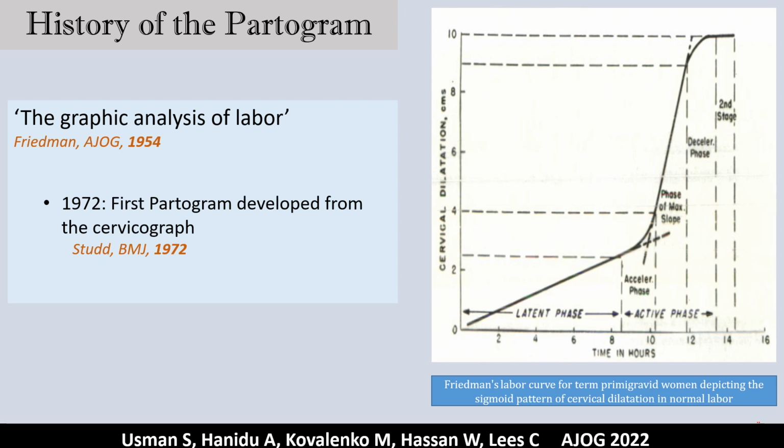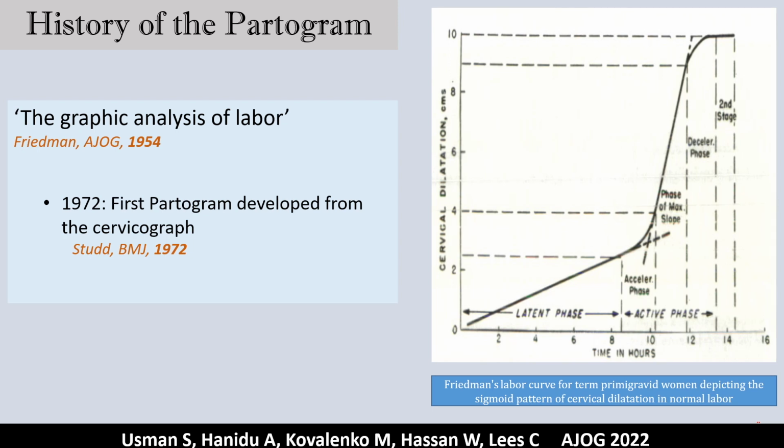Labor progress was assessed using rectal examinations of the cervix and recorded in centimeters of dilatation per hour, depicted as a sigmoid curve, as seen in the image, which became known as the cervicograph. Most maternity providers monitor progress of labor according to the partogram developed from these Friedman's curves.